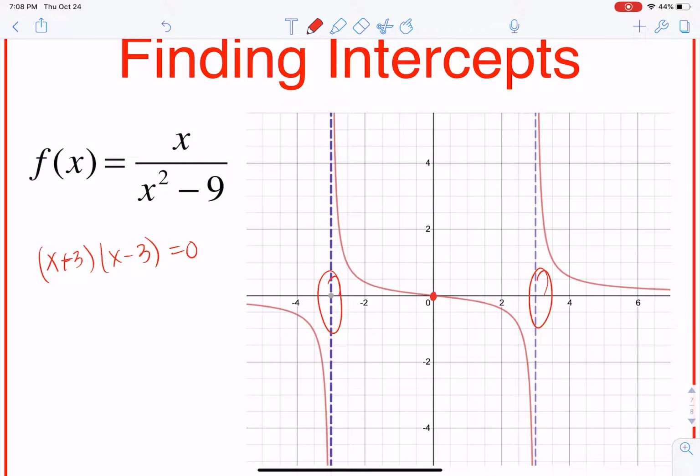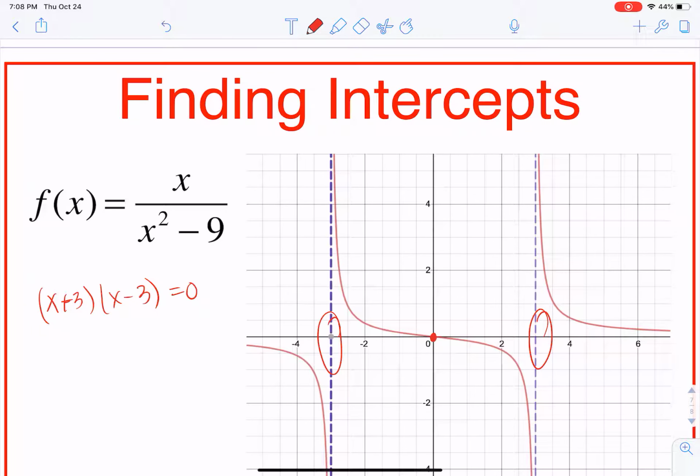So, intercepts are setting the numerator equal to 0 to find the x-intercept, and plugging in 0 for x to find the y-intercept.